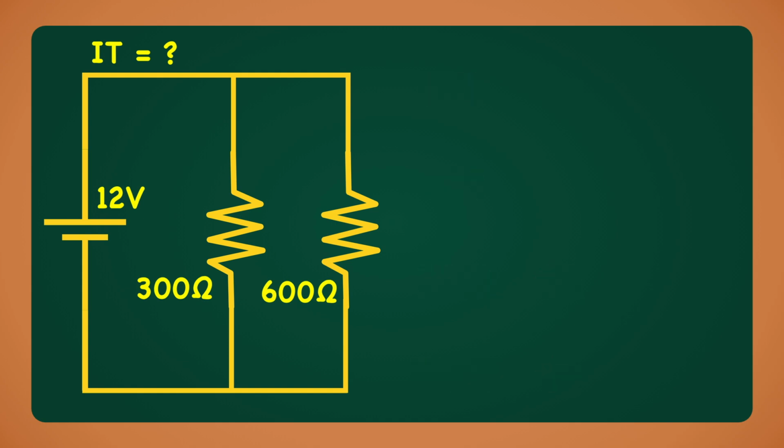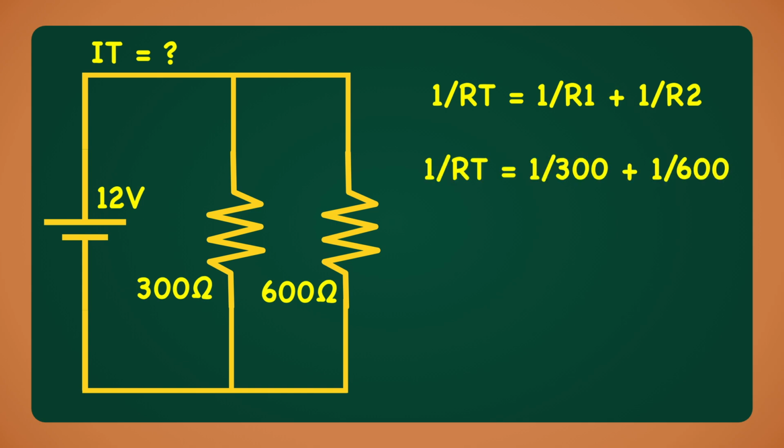The formula for the total resistance of resistors in parallel is 1 divided by total resistance is equal to 1 divided by R1 plus 1 divided by R2. So 1 divided by RT equals 1 divided by 300 plus 1 divided by 600. We can make a common denominator of 600, so this becomes 1 divided by RT equals 2 divided by 600 plus 1 divided by 600.